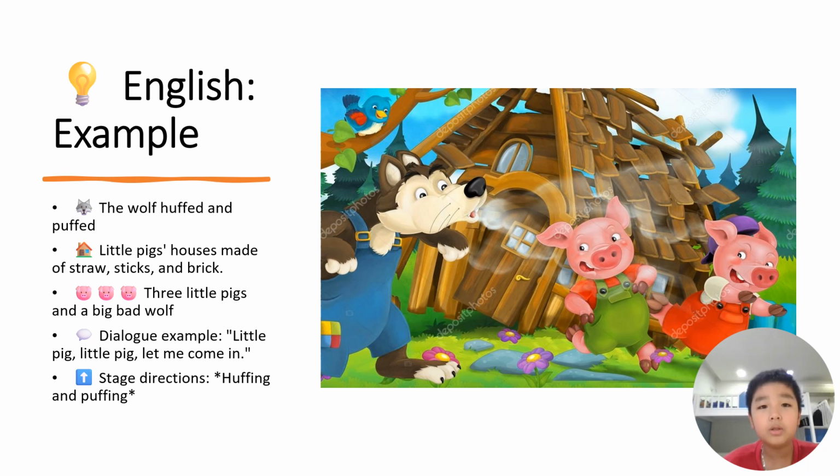Let's see how to apply what we learned to writing a play script. Imagine we're using the famous story of the Three Little Pigs. First, we need to define the title, which could be Three Little Pigs and the Big Bad Wolf. The characters could be the three little pigs themselves and the Big Bad Wolf. Then, think about the setting. The story takes place in a small village where the three little pigs build their houses.